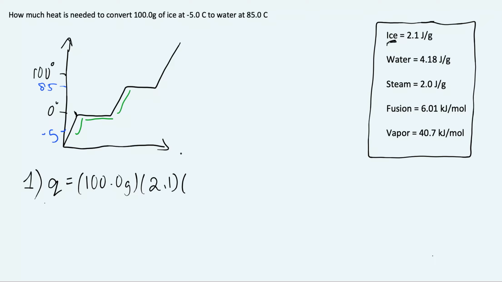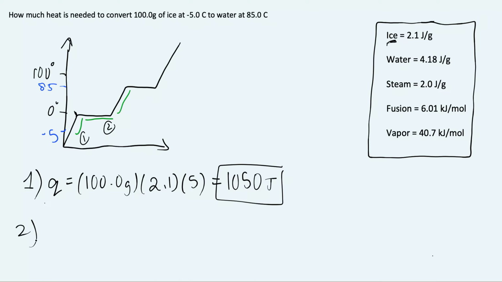And then simply our temperature change, our delta T, to go from -5 to 0 is 5. 0 minus -5 is 5. And I'm going to keep it in joules this time. When you plug that into a calculator, you'll get 1050 joules. And we just completed step 1, path number 1. Now we need to go to number 2.